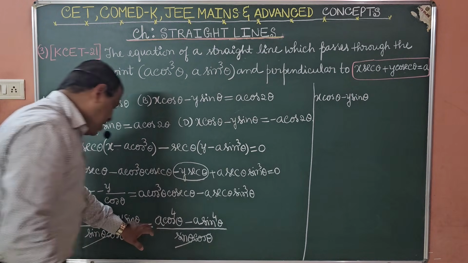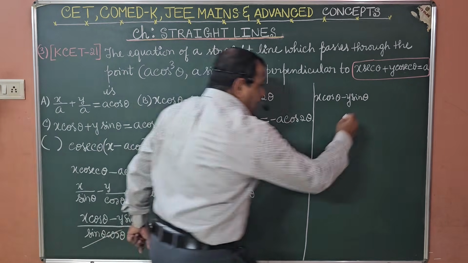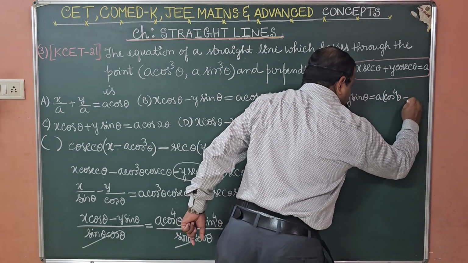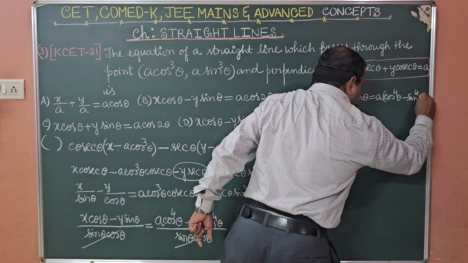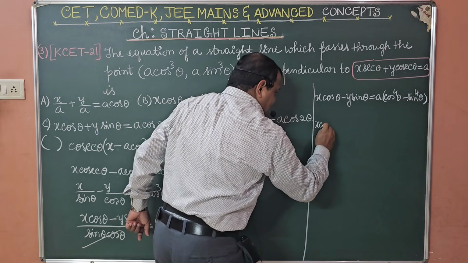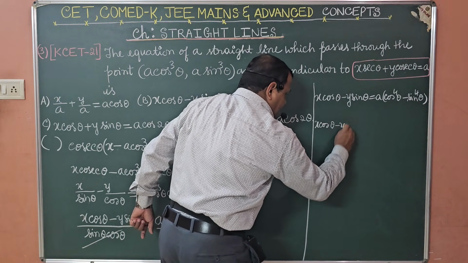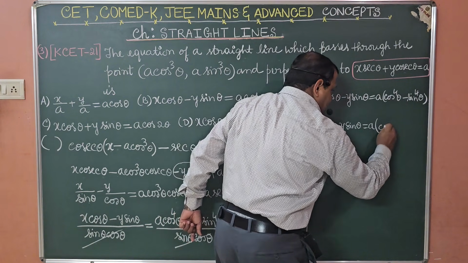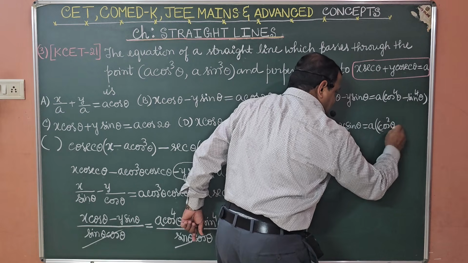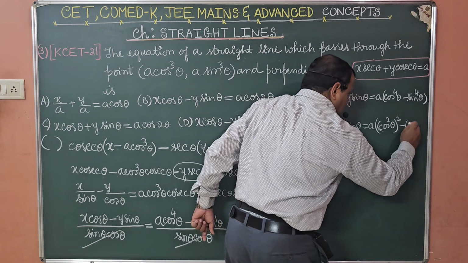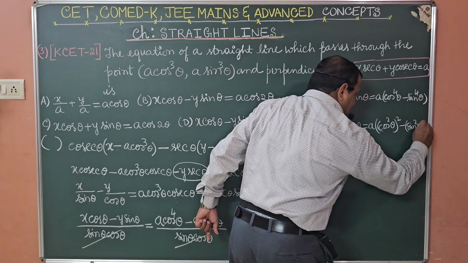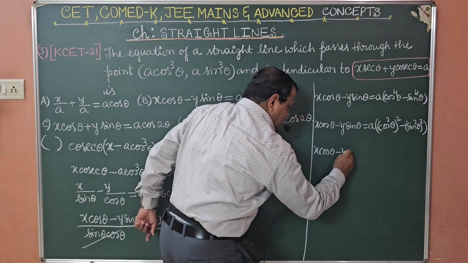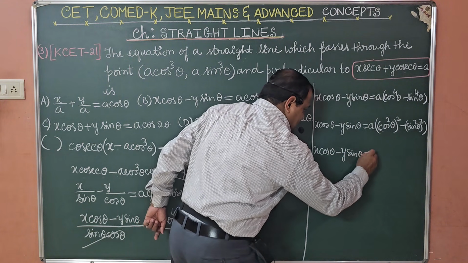And do you agree? On the right hand side, a is common. In the bracket, there is cos power 4 theta minus sin power 4 theta remaining. So it is x cos theta minus y sin theta, the same. This is a into cos power 4 theta, I can write (cos square theta) whole square, sin power 4 theta, I can write (sin square theta) whole square. And this is still the same: x cos theta minus y sin theta. And this is a into.